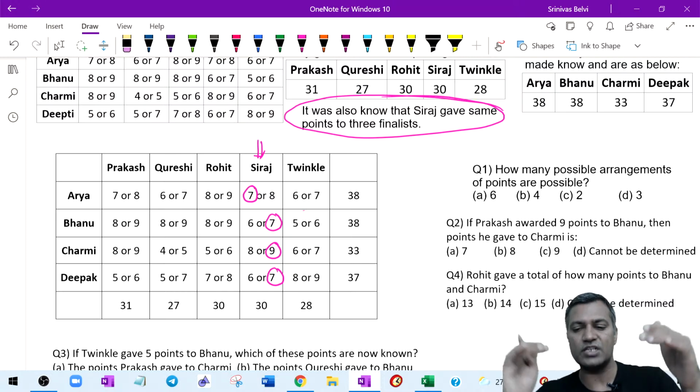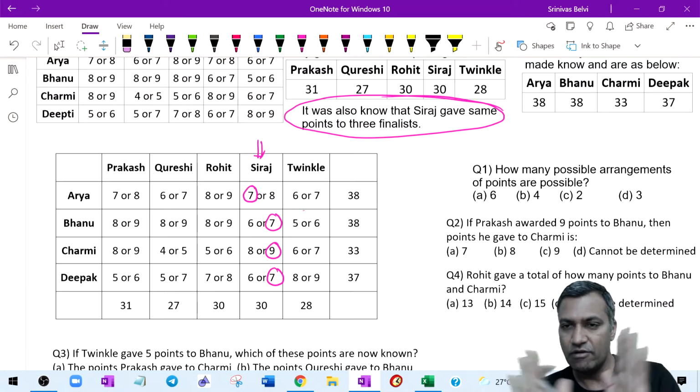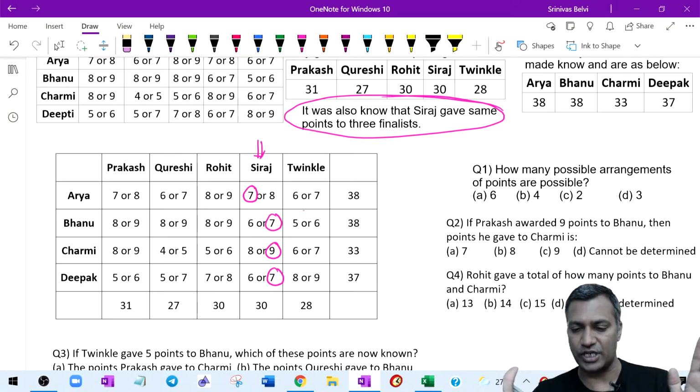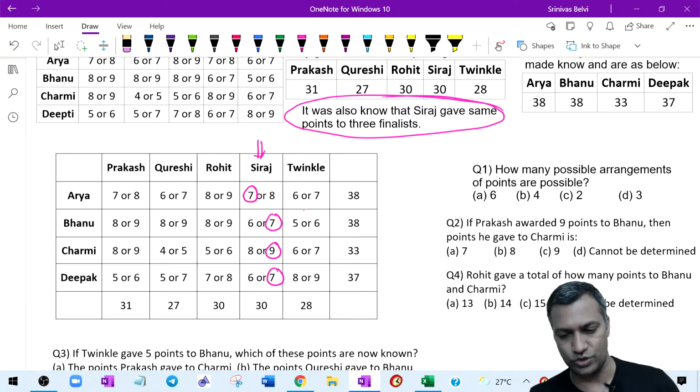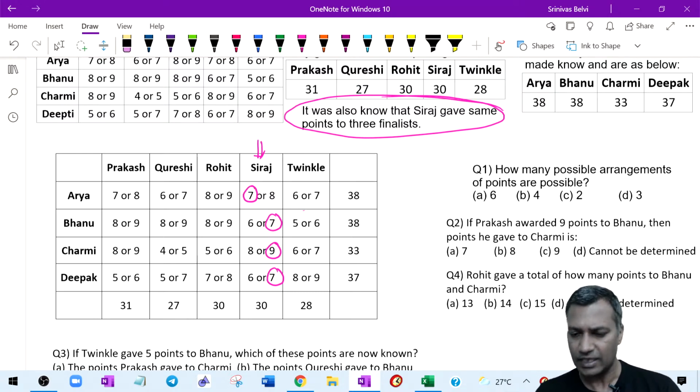We understood what points Siraj has given out of the five judges. We know what Siraj has done out here. Fair enough, that makes sense. Then what you do, you try and add different rows and different columns.